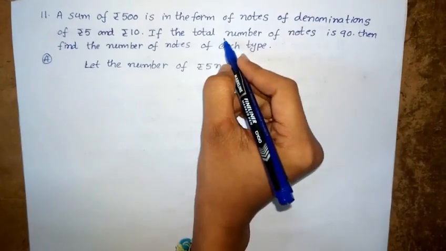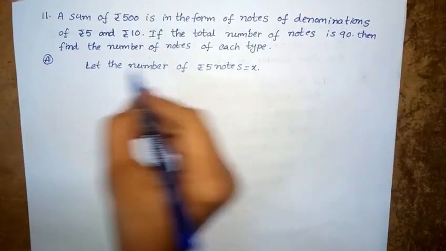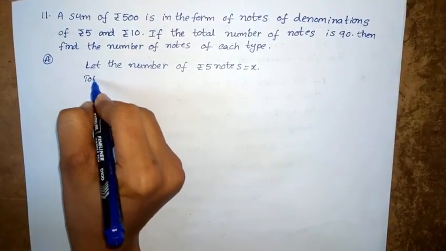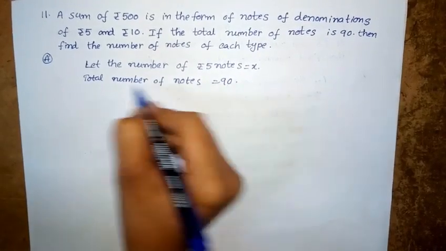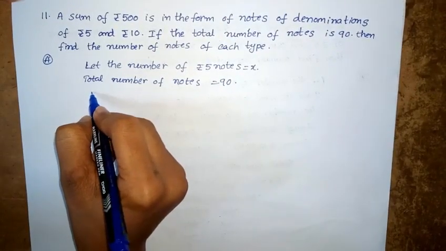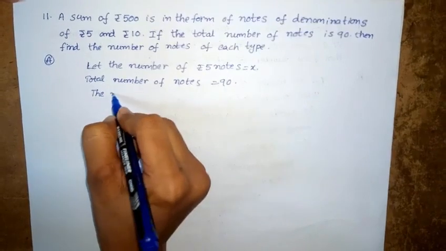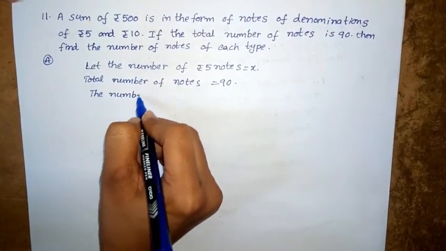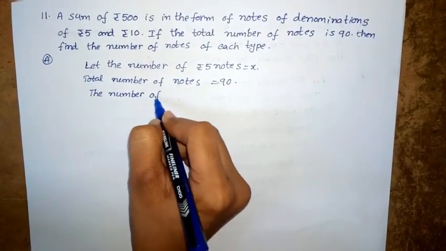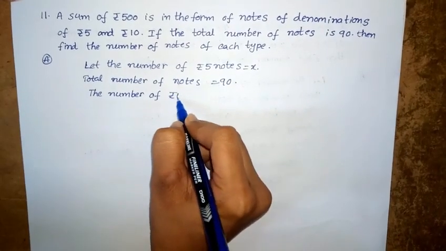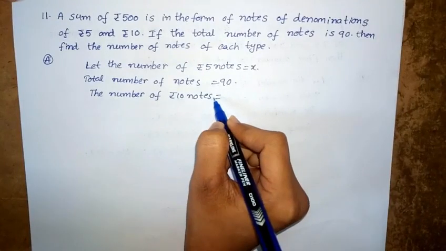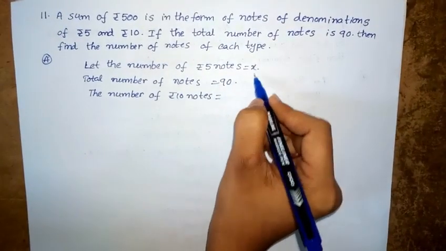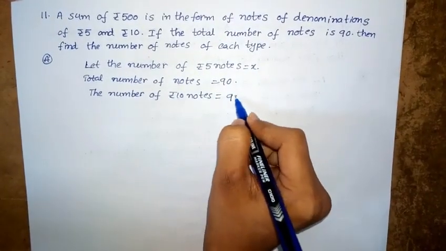In the problem, the total number of notes is 90. Total number of notes equal to 90. The number of 10 rupee notes is the total number of notes minus the 5 rupee notes, so 90 minus x.